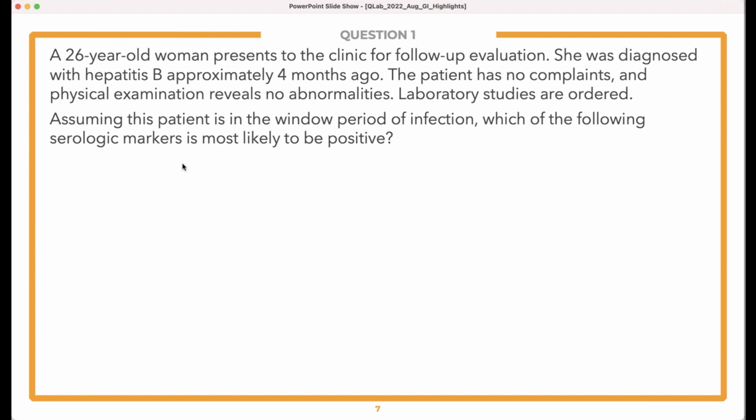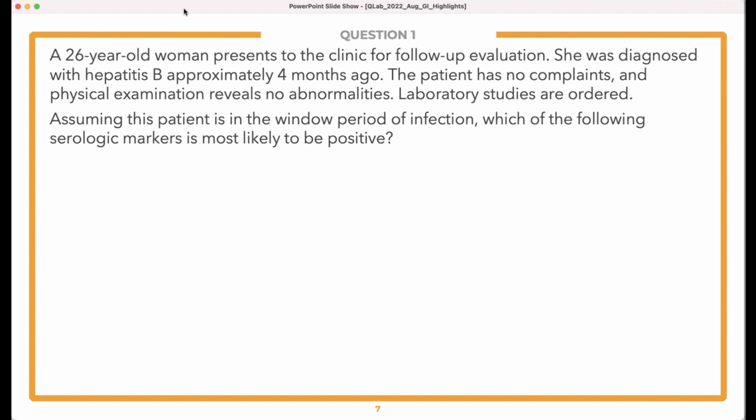So in this case, the lead-in is: assuming this patient is in the window period of infection, which of the following serologic markers is most likely to be positive? Okay, so that's what we ask you to do next. Once you've looked at the lead-in, now you have a sense of what the question might be looking for. You know what the question is, and now there's the data contained within the vignette that will help guide you. So with that, we say go ahead and read the vignette, and we'll do that right now.